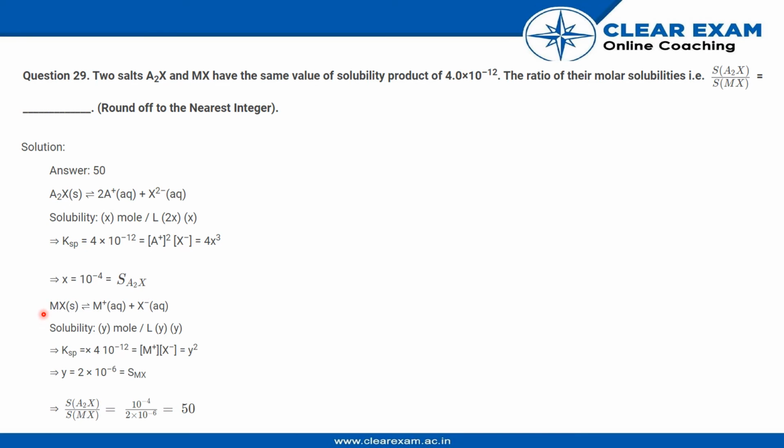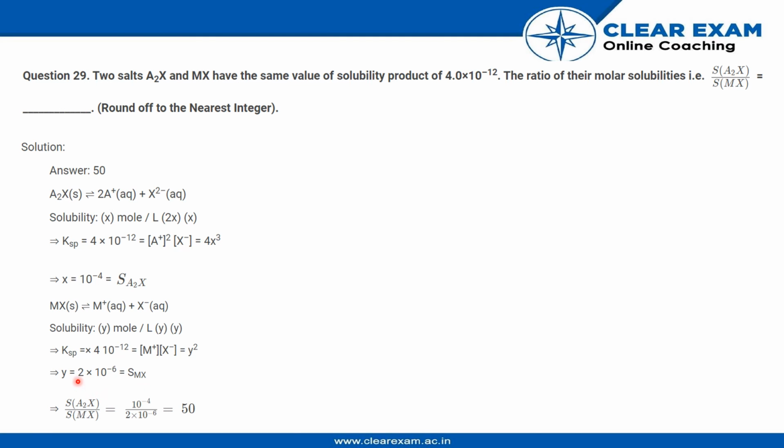Now let's see for the salt MX. When salt MX dissociates, it dissociates as M positive plus X negative. Now let's assume that there are Y moles of MX in the beginning. After dissociation, we get Y moles of M positive and Y moles of X negative. So therefore solubility product KSP will be equal to 4 into 10 raised to minus 12, which is equal to number of moles of M positive into number of moles of X negative, which is equal to Y square. So therefore we get the value of Y as 2 into 10 raised to minus 6.